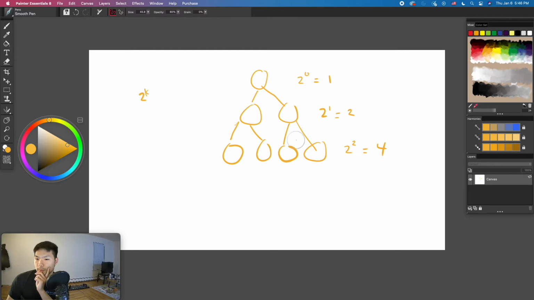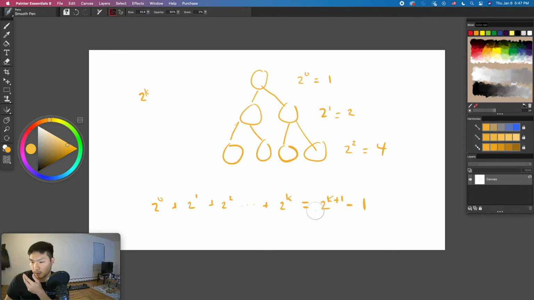Now, if we wanted to know the total number, we would have to add 2 to the 0 plus 2 to the 1 plus 2 to the 2, on and on, until we have 2 to the k, right? So that's what I meant by 2 to the k here. So if we have that, then the total number is going to equal 2 to the k plus 1, minus 1.